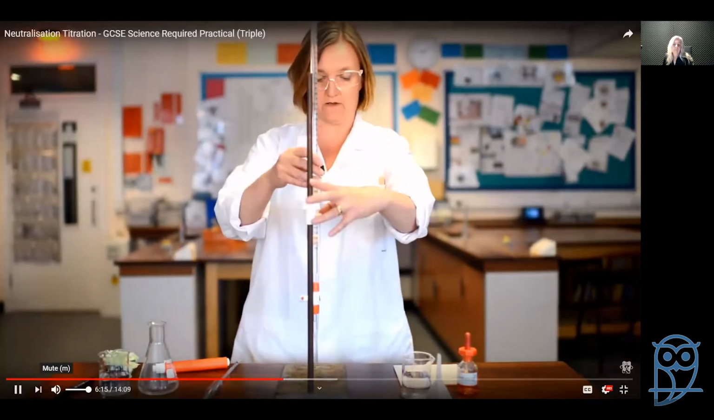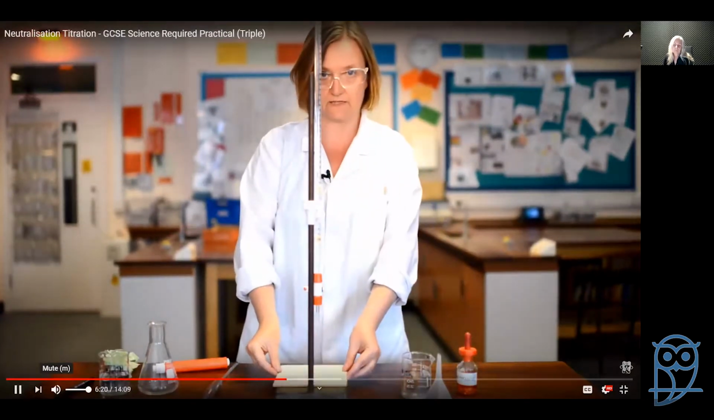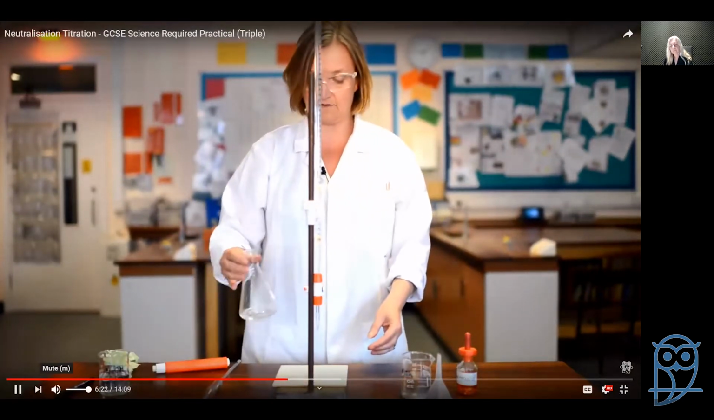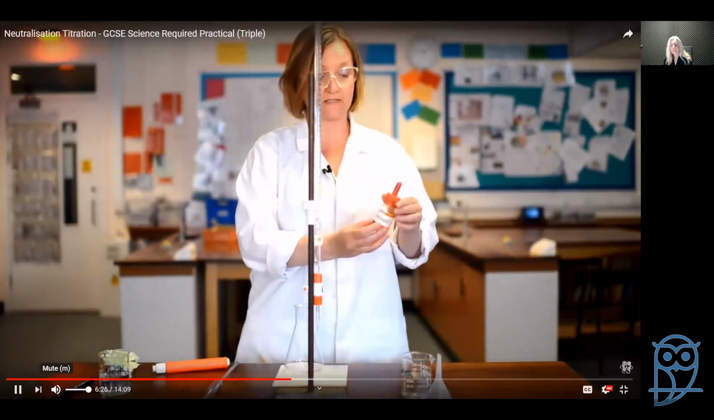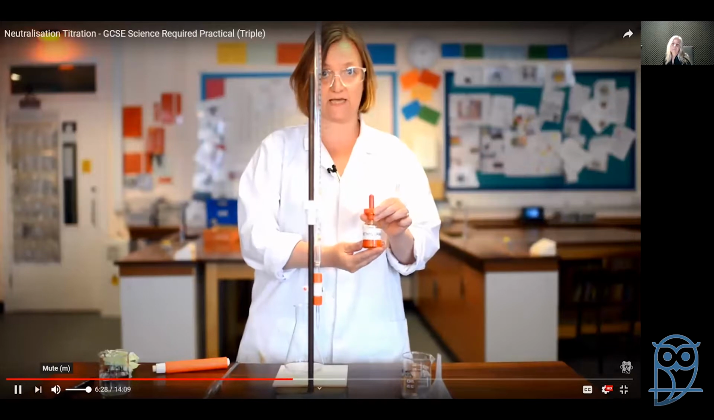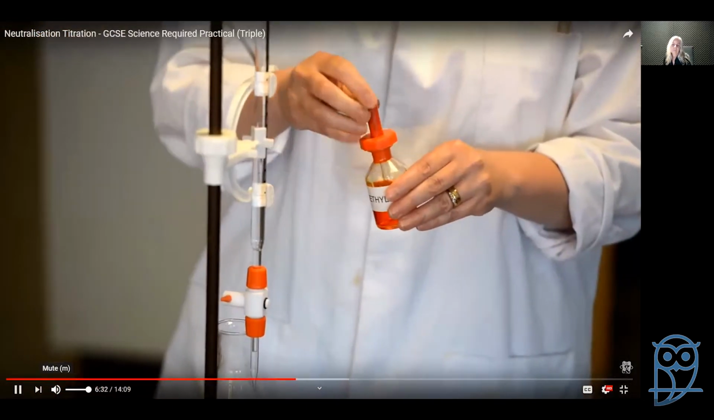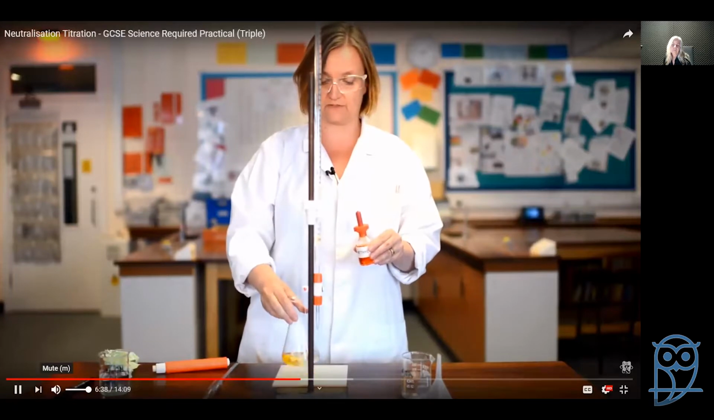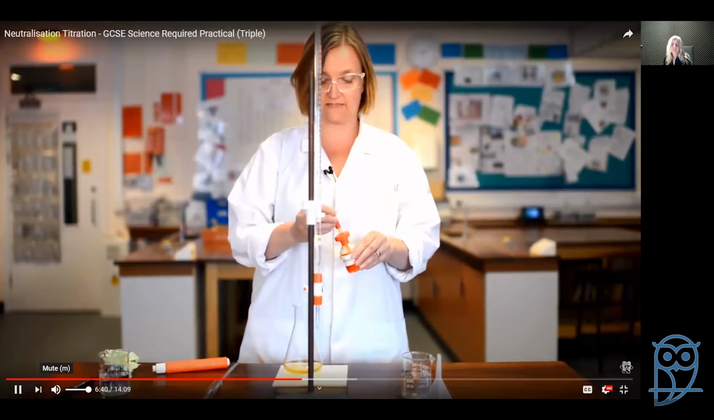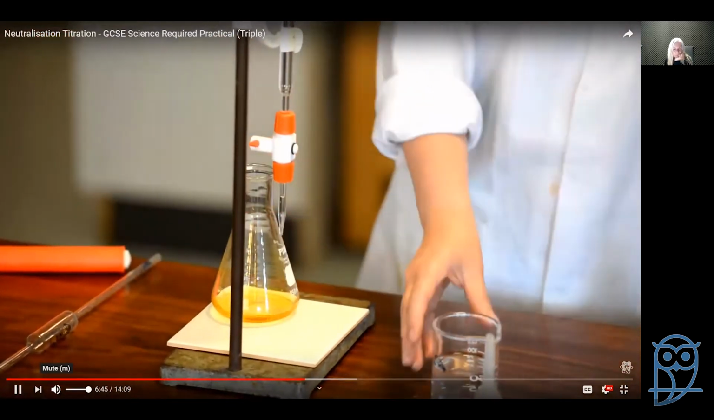So I raise my burette up just a little bit, put a white tile underneath, and then the flask of sodium hydroxide can go under the burette. Before I do that, I'm going to add some pH indicator. This is methyl orange, and different indicators work for different types of titration, but this one works well for this one, between sodium hydroxide and sulfuric acid. And you'll see that in the sodium hydroxide, it's a yellow colour.